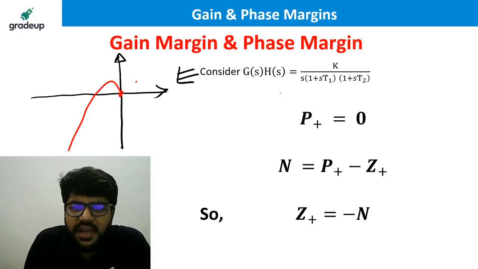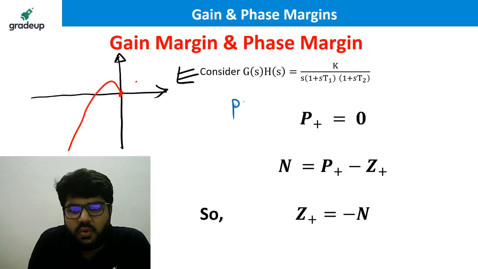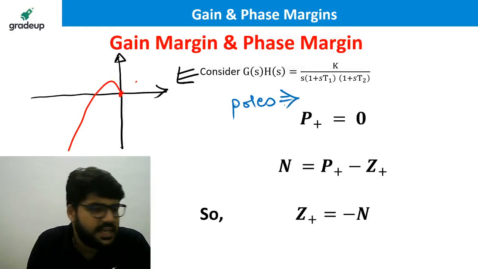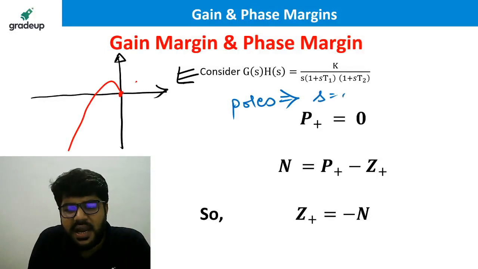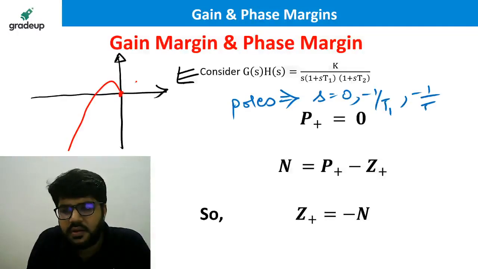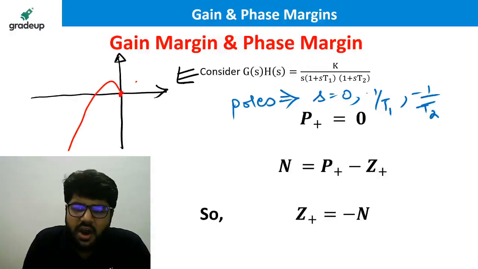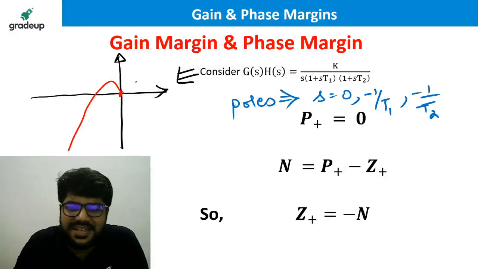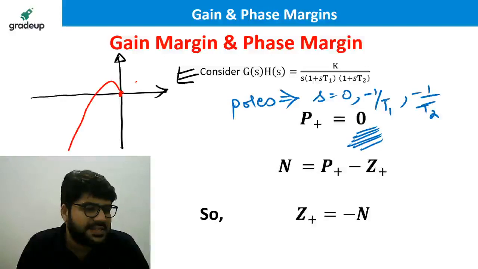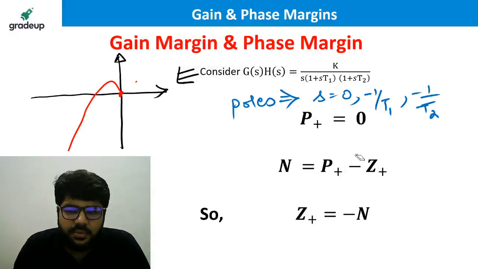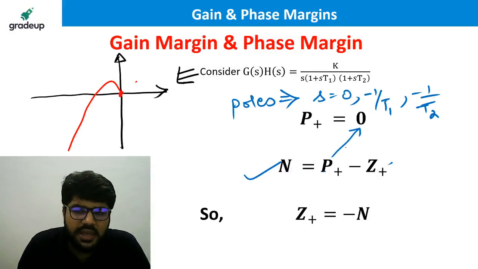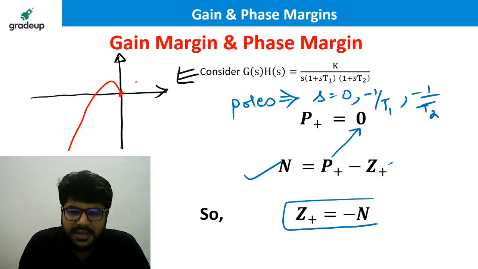Now, if I talk about G(s)H(s) equal to K by s(1+sT1)(1+sT2), what are the poles of this G(s)H(s)? The poles are at origin, minus 1 by T1, and minus 1 by T2. All the poles are either at origin or in the left half plane. None of them is in the right half plane. So the value of P plus is 0. Now applying the Nyquist stability criterion, N equals P plus minus Z plus. Putting P plus as 0, I get Z plus equal to minus N.